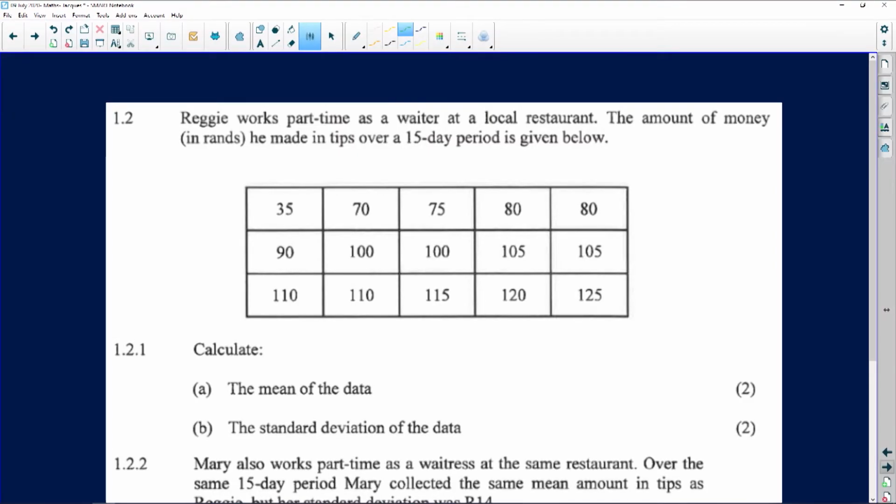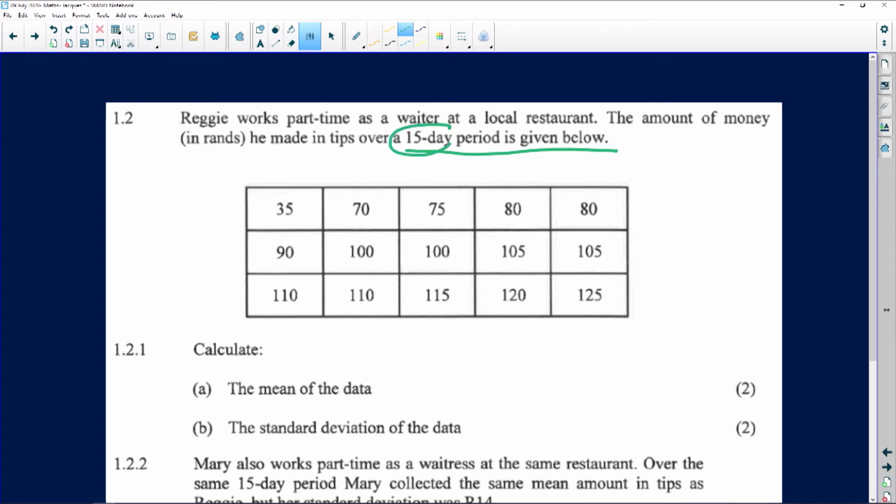Okay, let's go to the next part of this question. By the way, this is the November 28 paper. It says, Reggie works part-time as a waiter at a local restaurant. The amount of money he made in tips over a 15-day period is given in this table below. So these are the tips. On day 1 he made 35, day 2 70, day 3 75, and so forth.